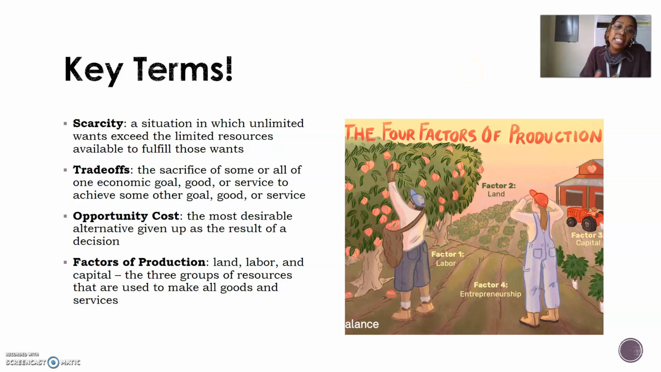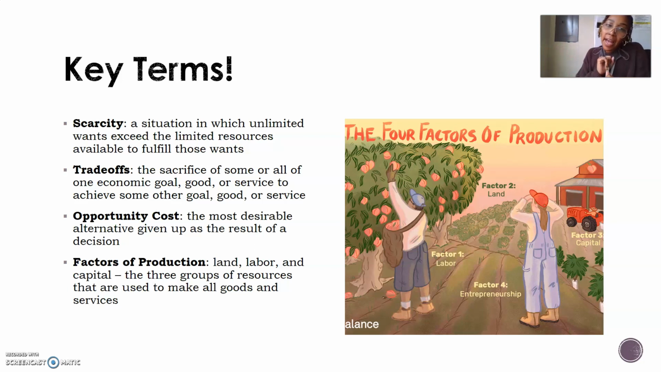The first 4 are scarcity, trade-offs, opportunity costs, and factors of production. Most of these are very simple and easy to understand. Scarcity is just a situation in which unlimited wants exceed the limited resources available to fulfill those wants. It's like when everybody is wanting a COVID vaccine, but not enough vaccines are available, so the resources are scarce.